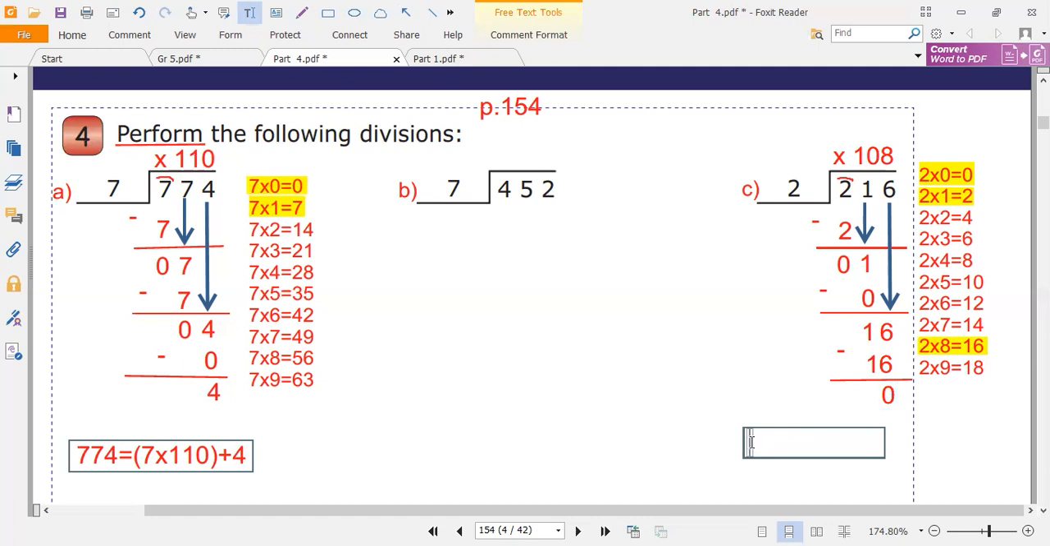Now let's write the equation. Dividend equal divisor times quotient, only because the remainder is 0. So we have no remainder. We can't write plus 0. It's not important. So we write only divisor times quotient.